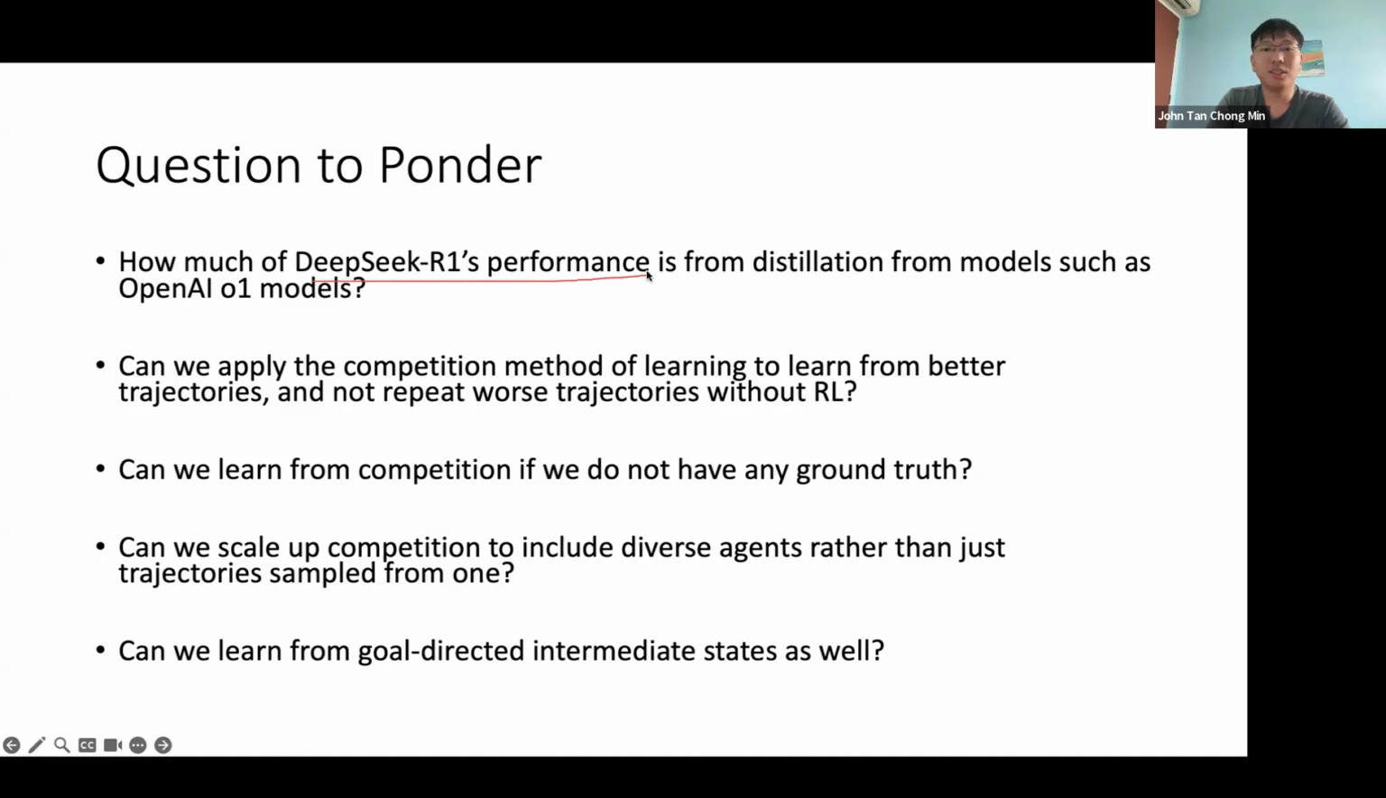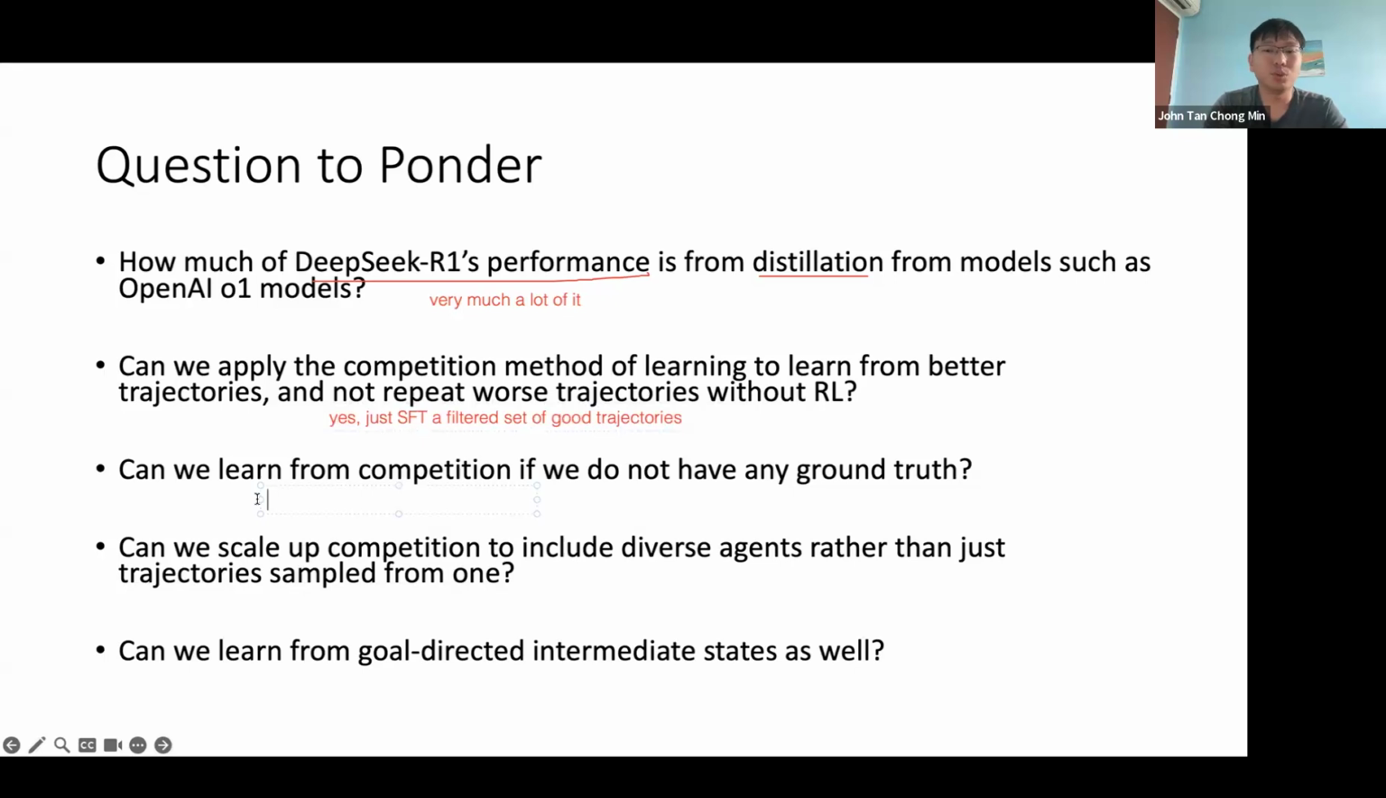So first, how much of DeepSeek R1's performance is from distillation? I would say very much a lot. Because, if we look at the Qwen model, just using RL itself doesn't really improve much, right? But once you put DeepSeek R1 inside, it improves such a great amount. I'm quite sure that the bootstrap is very important. The cold start data is very important. Next, can we apply the competition method of learning to learn from better trajectories without RL? I think yes. Just SFT a filtered set of good trajectories. That's what I described earlier.